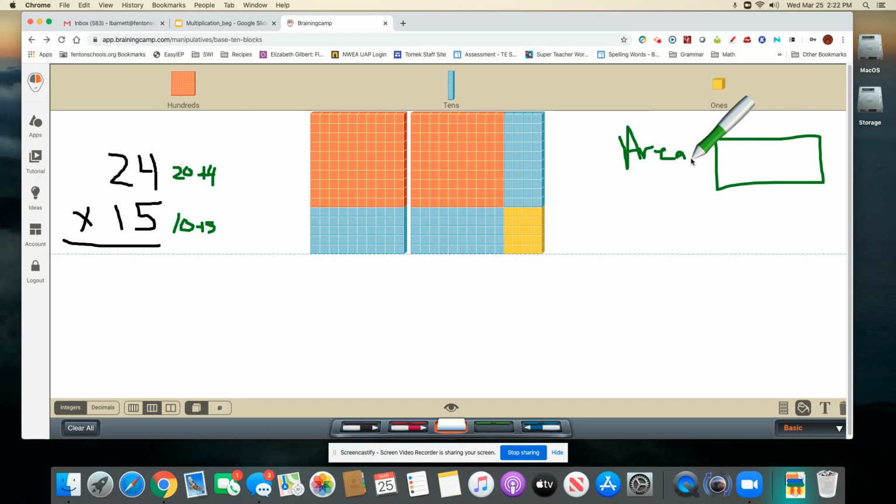Whatever you have here, so 15, and you have 24 here, multiply both of them and it will always come out to be either a perfect square or a rectangle. I'm going to show you a different thing with that in a minute, but that's what we're doing, the area model.